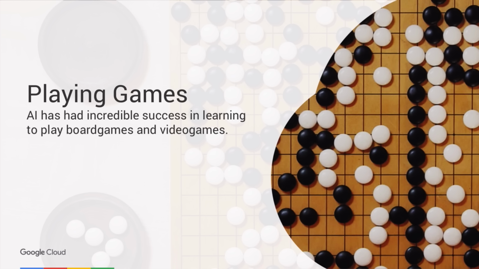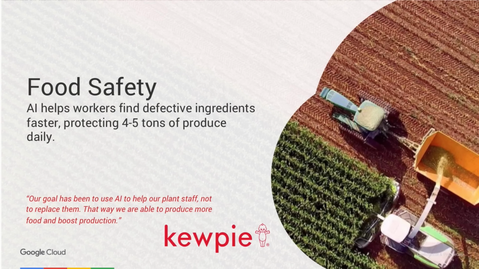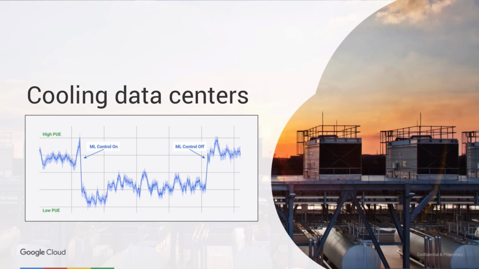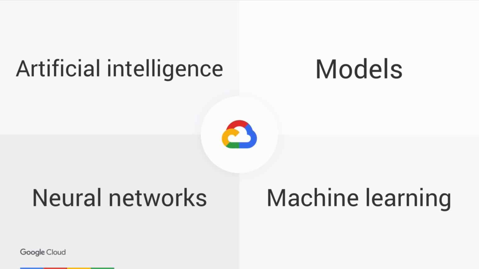It plays our favorite board games with us, and it wins. And it protects our infants from spoiled baby food by helping workers catch defective ingredients early. AI even helps improve the energy efficiency of the data centers required to power it. Exciting stuff. Hey, before we get any further, artificial intelligence, machine learning, what even are these things?